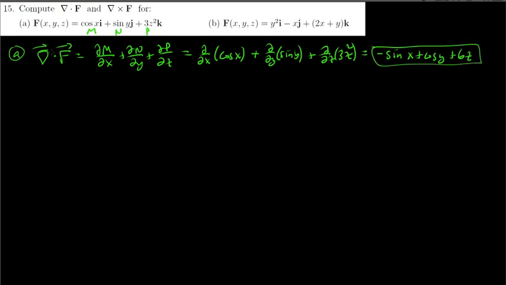So that's the divergence. Remember, no i, j, and k. The divergence is a scalar function of x, y, and z.